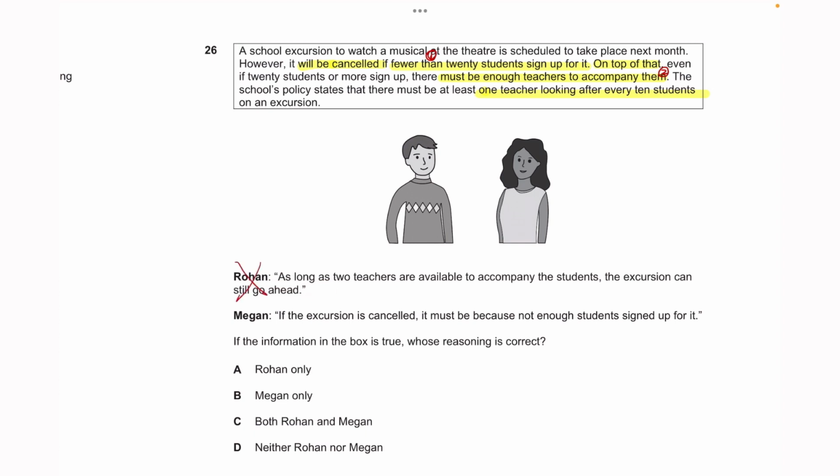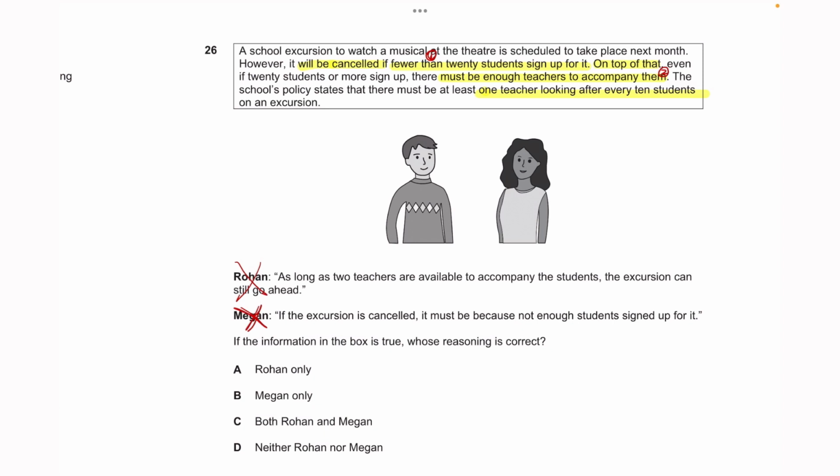Why is it incorrect? Because even though there are 2 teachers available, we also need to know if there are enough students on top of that. And so that's why our answer to Rowan is incorrect. Okay, we can't guarantee that. And so that means let's have a look at Megan's reasoning. It says if the excursion is cancelled, it must be because not enough students signed up for it. Well, Megan is also incorrect, because remember, there are 2 conditions that need to take place. There's condition 1 and condition 2.